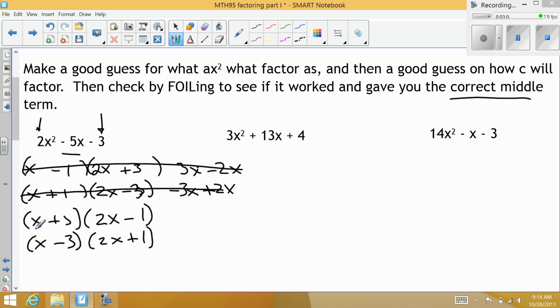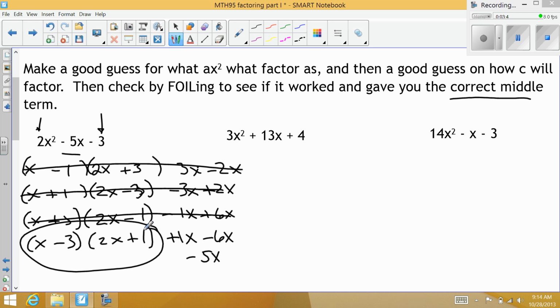Taking my third guess here, x times 2x is 2x squared. X times -1 would be -1x. 3 times 2x would be plus 6x. -x plus 6x would be a +5x. I'm getting close, but not quite there. Hopefully this next one's correct. So x times 2x again is 2x squared. X times 1 is a plus 1x. -3 times 2x is a -6x. And those combined together do give me the -5x I was hoping to find. And so here is my correct factorization of this trinomial.